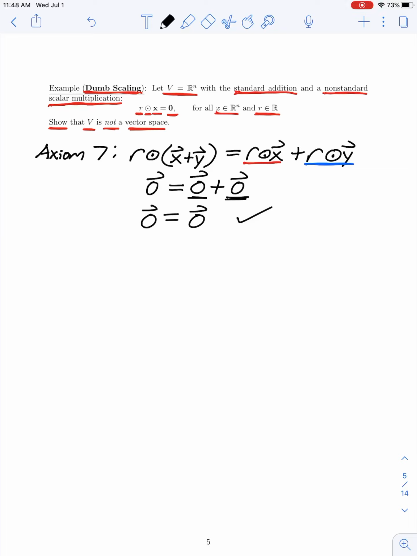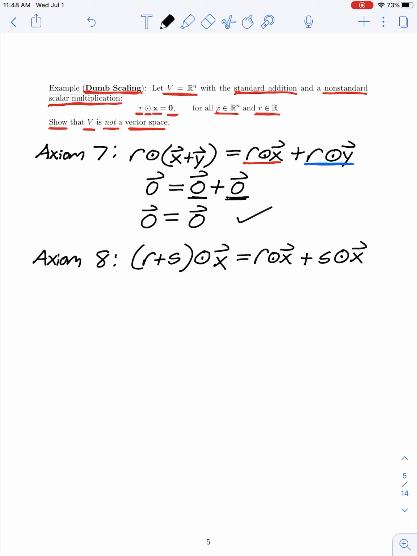So let's look at another one. Axiom 8 was the following. If we have two scalars, let's say r and s, and I'm taking their sum and applying that scalar multiple to a vector x, is that equal to the sum of the scalar multiple of x by r and the scalar multiple of x by s?